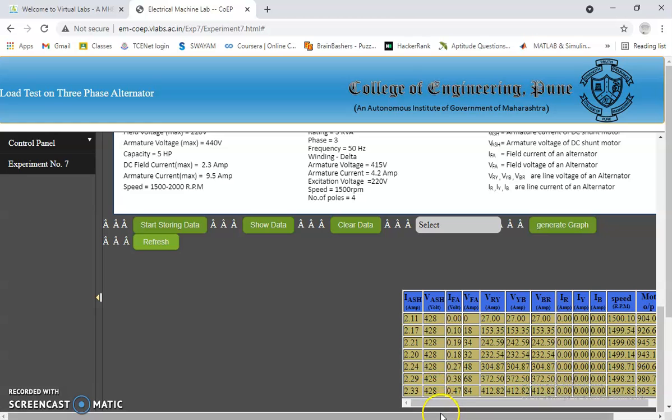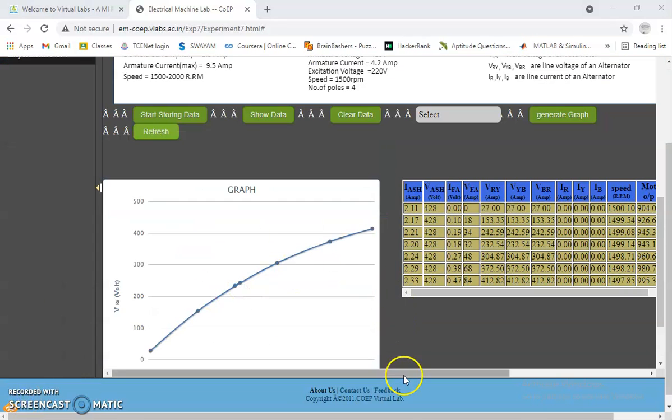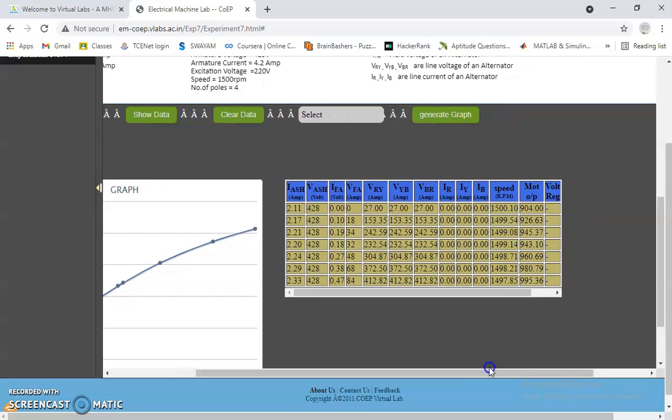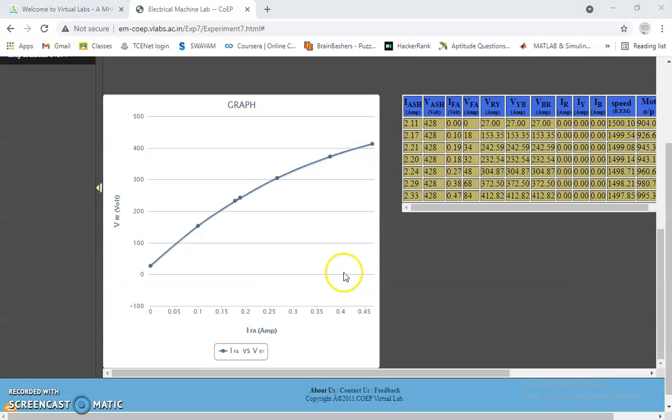Now give show data. In order to study the field current and the EMF induced at no load, we started storing data, then the voltage is increased gradually. In this way, 7 readings up to the rated voltage are taken and stored. Now let's click show data. We are now able to see the data we have taken.